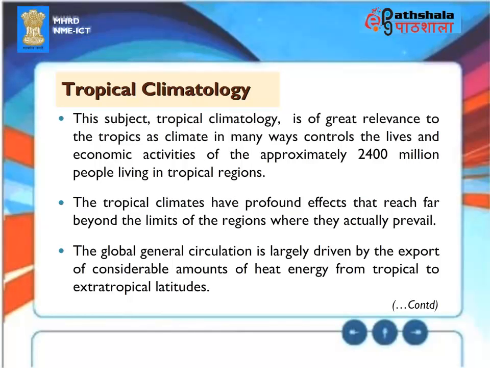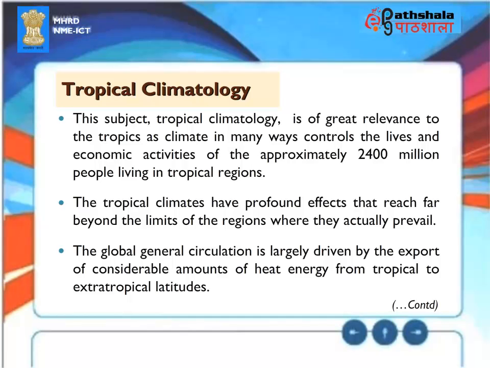Tropical climatology. This subject, tropical climatology, is of great relevance to the tropics as climate in many ways controls the lives and economic activities of the approximately 2,400 million people living in tropical regions. The tropical climates have profound effects that reach far beyond the limits of the regions where they actually prevail.